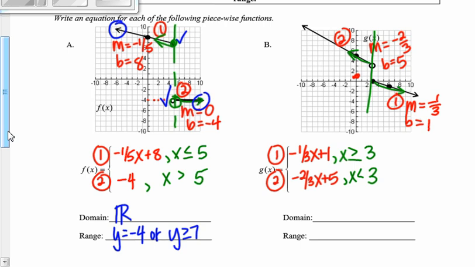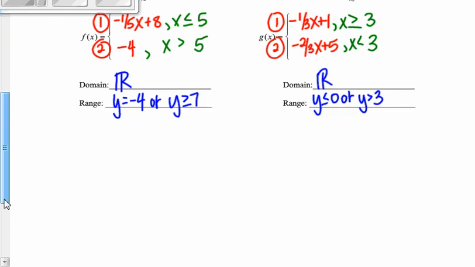For your last domain and range, it's going forever to the left and right, all real numbers for domain. For the range, we're going to break it up into parts. Starting with this first part, it starts at the y value of 0 and goes down. So y is less than or equal to 0, because that's a closed point. Or this one starts at the y value of 3 and goes up from there. I'm not going to include an equal to because it is an open point.